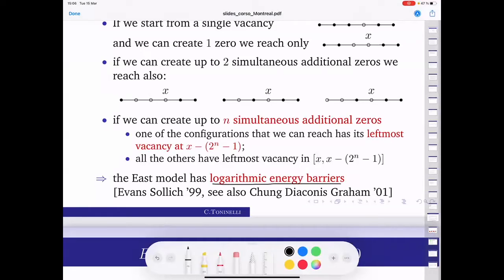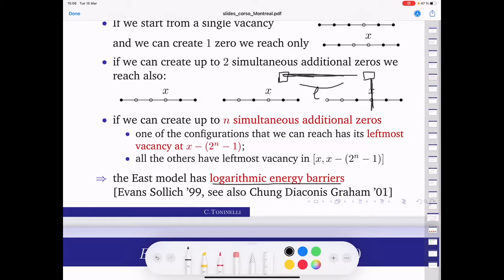It means that if I start from a configuration which has a 0 somewhere, and I want to do something on my left, and I want to go to a configuration which contains another 0 at a certain distance L, then I will have to go through a configuration which contains log in base 2 of L simultaneous zeros in order to reach that configuration deterministically.